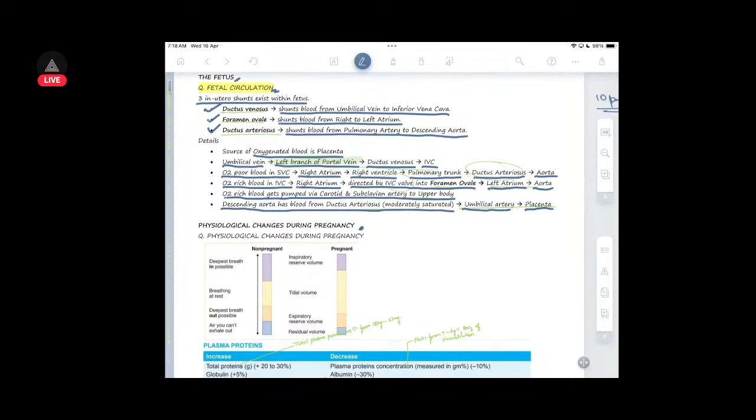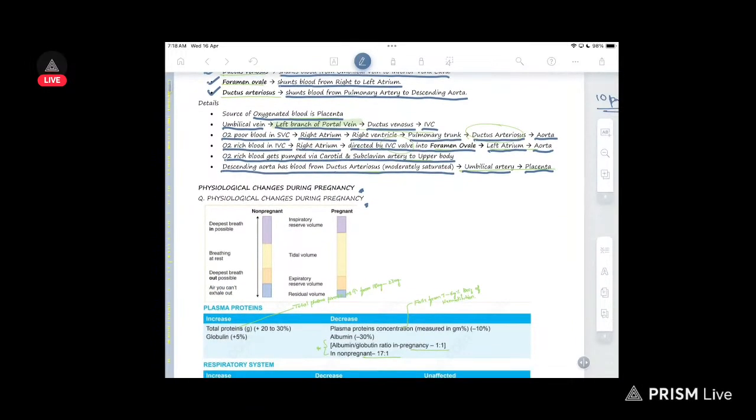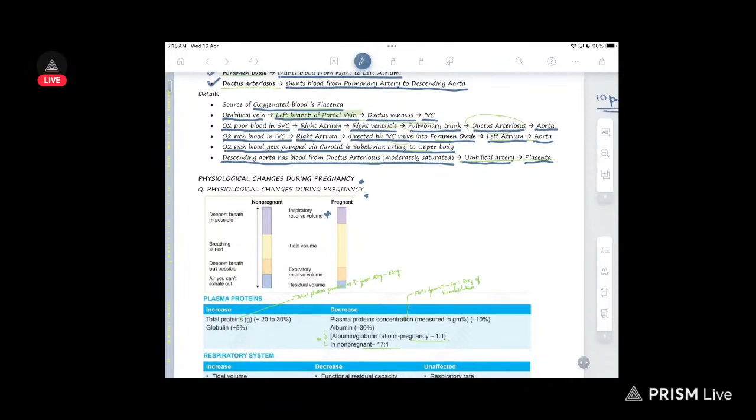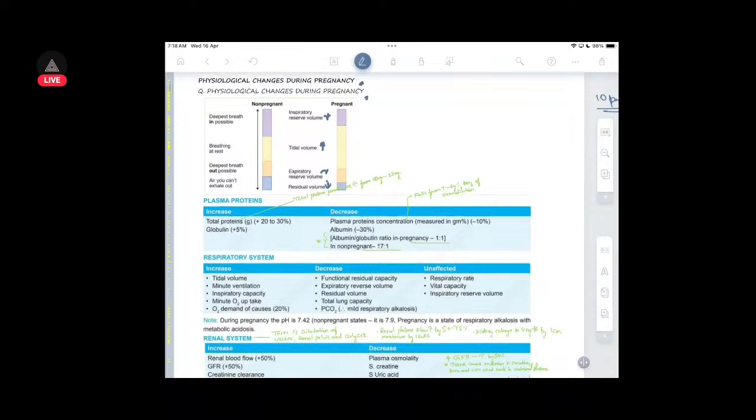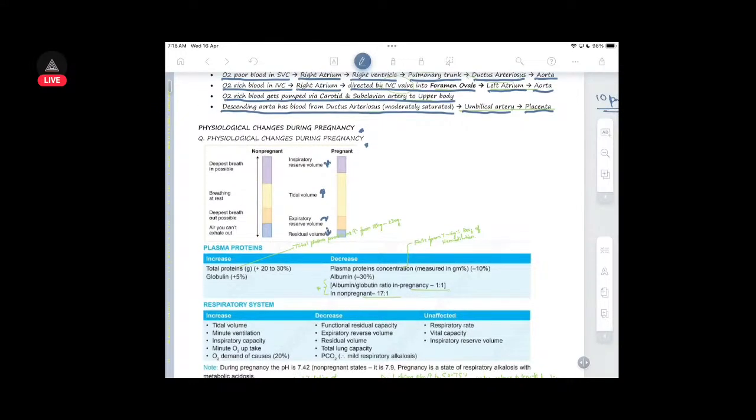So, physiological changes during pregnancy. Inspiratory reserve volume will decrease. Deepest breath in possible. Breath at rest will increase. Deepest breath out will remain the same, and residual volume will decrease. I guess this is an easy way to remember.